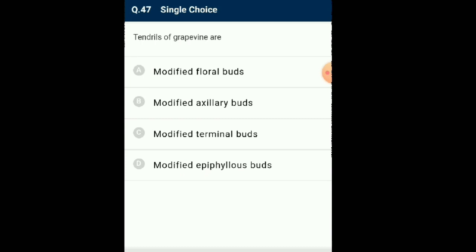Tendrils are specialized stem or leaf modifications, which are thread-like structures used by climbing plants for support and attachment. The parasitic plants use tendrils for cellular invasion by twining around the suitable host. So the answer for this question is option C, modified terminal buds.